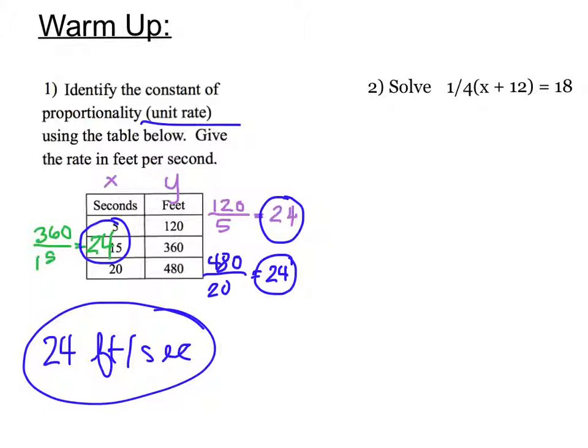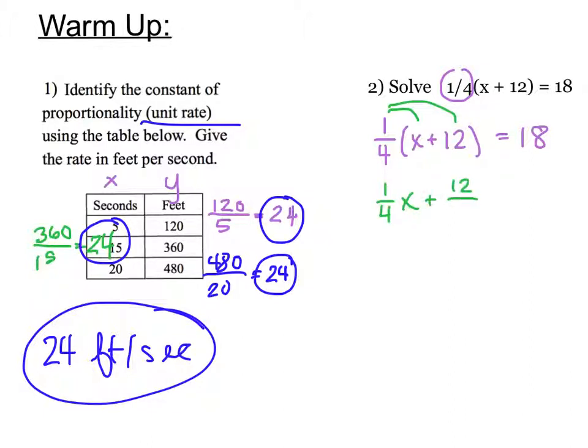Number 2 says to solve, and we're given an equation. Our first step, I like to rewrite it so that 1/4 looks like a fraction we're used to. So I would do 1 over 4 times x plus 12 equals 18. Next, we have to use the distributive property. So we have 1/4 x plus 12 divided by 4 equals 18.